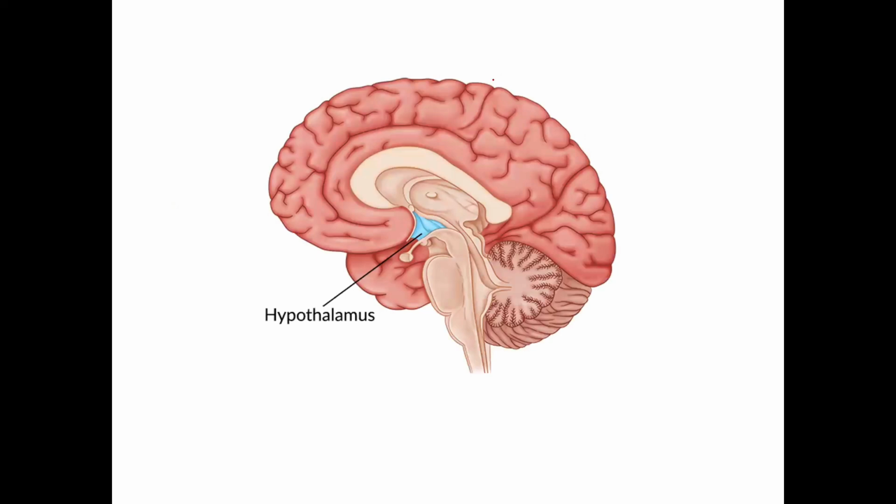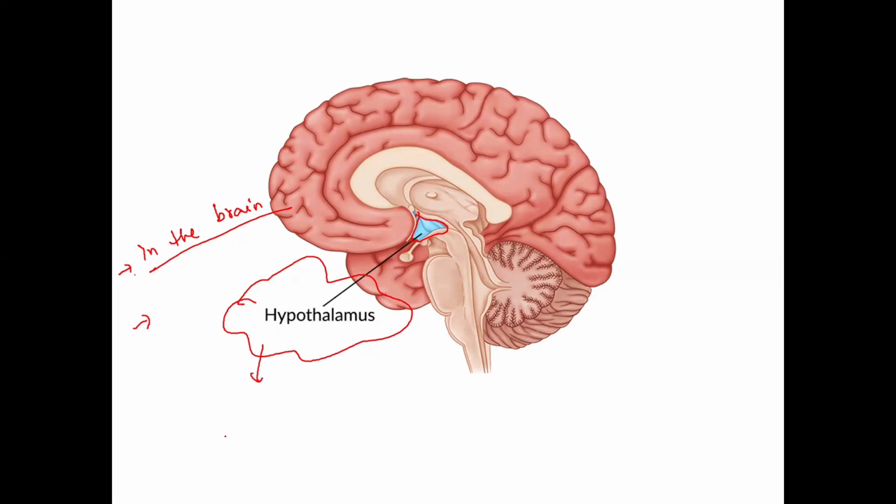Come to another gland, which is the hypothalamus, this part. The blue shaded zone is called the hypothalamus. It is located in the brain just above the pituitary gland, the master gland. Function: connect nervous system and endocrine system. The main function of the hypothalamus is to connect the endocrine system with the nervous system.